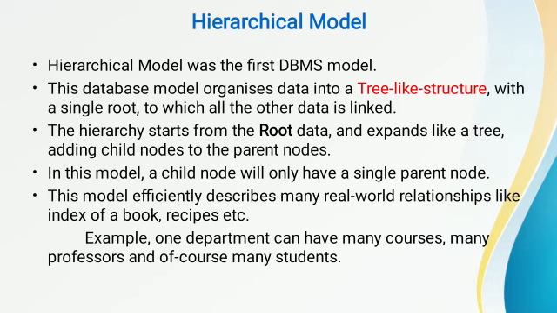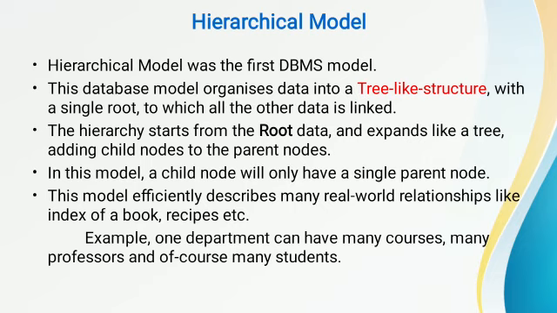In this model, a child node will only have a single parent node. Remember this point: in the hierarchical model, we must have only one parent node, and all the remaining nodes are child nodes. We must follow this principle in the hierarchical model. This model efficiently describes many real world relationships like the index of books, receipts, etc. For example, one department can have many courses, many professors, and of course many students also.